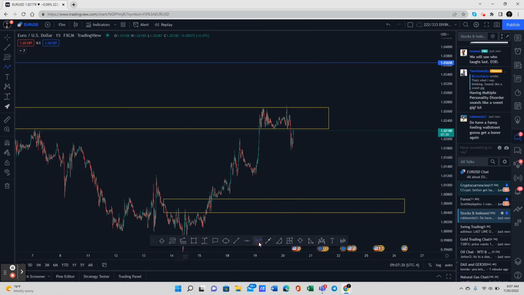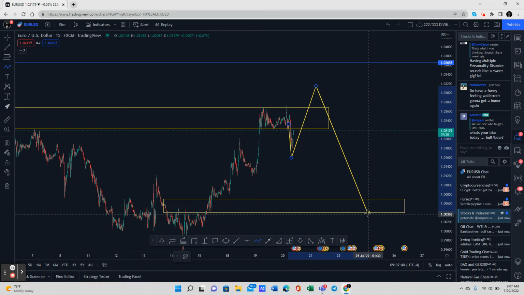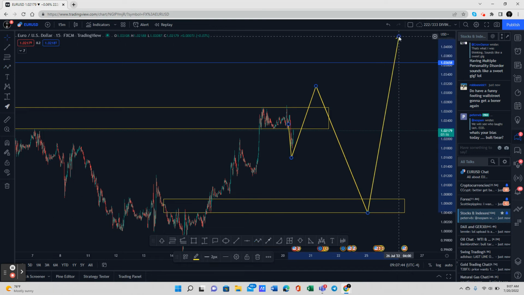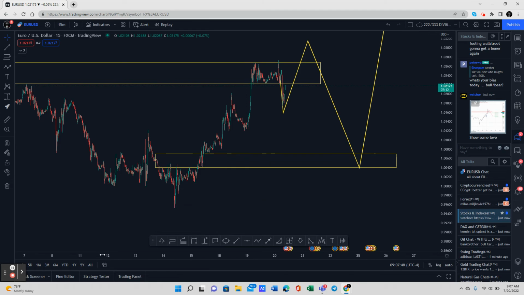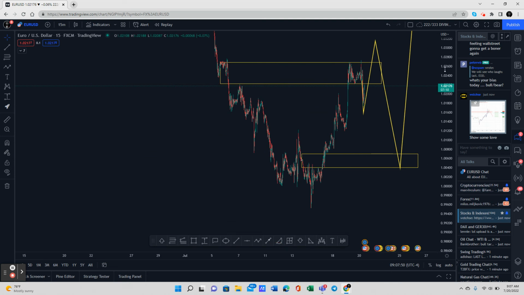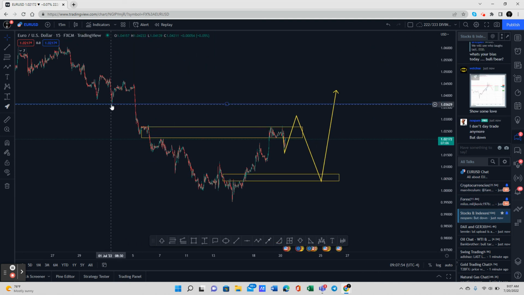We broke, came down. Instead of retesting, we actually come up here, make another high. Then this can happen, and then that. Okay, that does play out a lot. So you have to be mindful. This is where we really want to come. We really want to get back up into here.